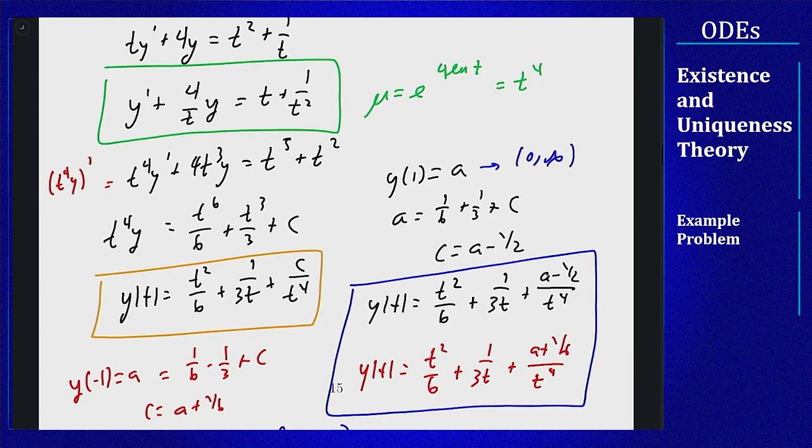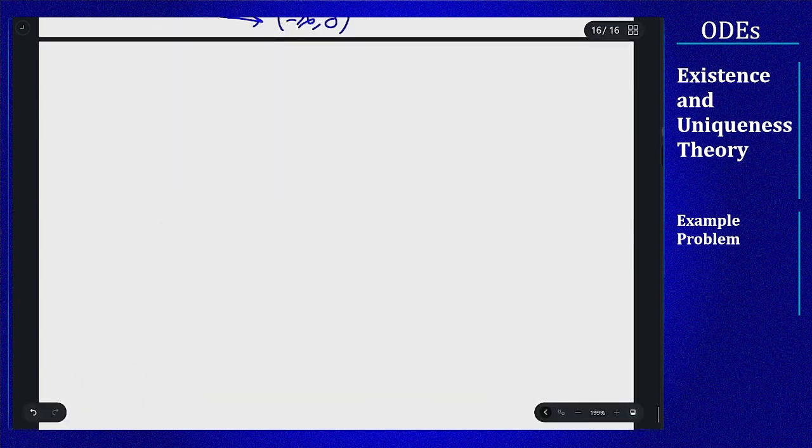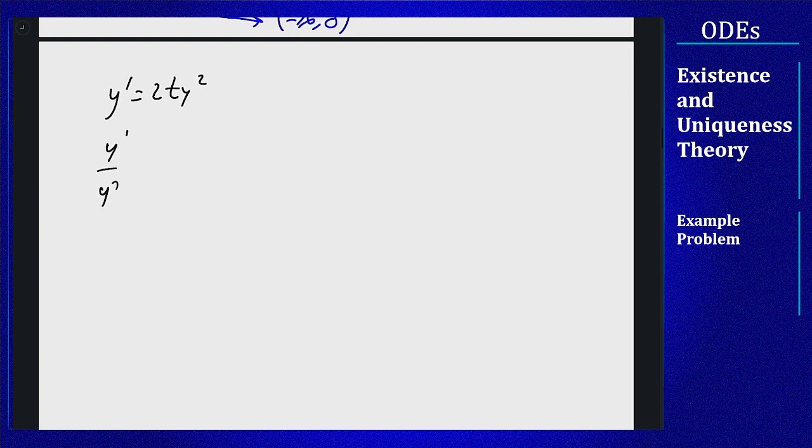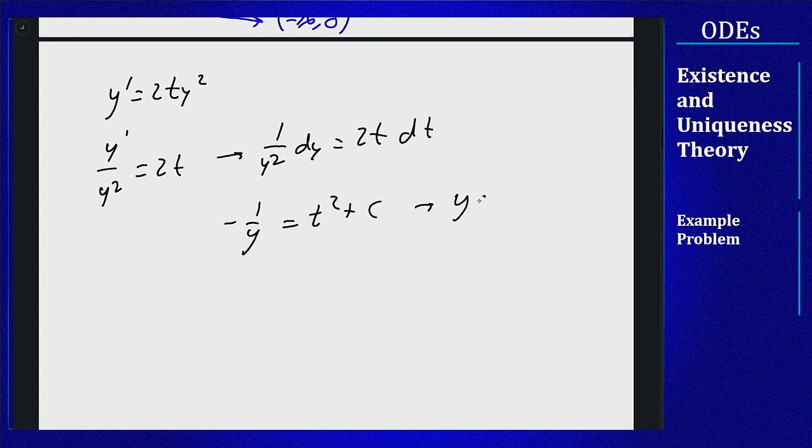Now we have our second example with the nonlinear theorem. Our second example was y prime equals 2ty squared. This is separable, so we know how to solve it. Y prime over y squared equals 2t. So 1 over y squared dy equals 2t dt. Integrate both sides. Negative 1 over y equals t squared plus c.